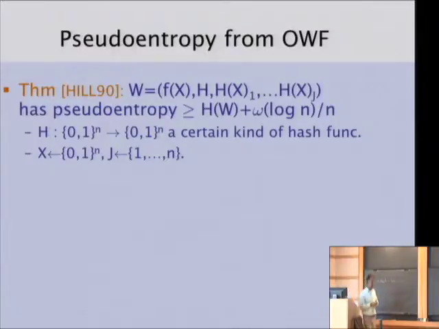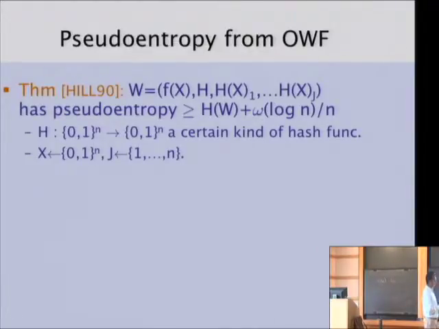Okay, so what did Hastad et al. do to deal with these problems? They looked at the following construction. They take f of x, and then they don't take x as it is, but they hash x and hash out a random number of bits from x. So you pick j at random from 1 to n, and you choose a random hash function from a certain kind of family. You need more properties than it just being a universal hash function. And you output j bits of h of x.